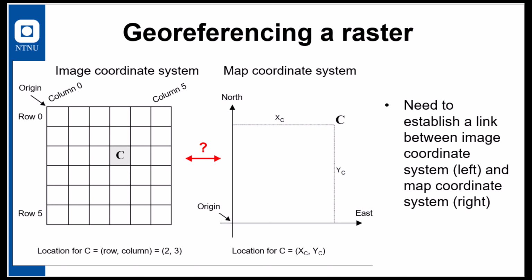The details about how to georeference the raster will not be provided in this video, but this illustration shows what is needed. On the left-hand side is the image coordinate system with a raster with column and row reference, giving a location for a particular cell with its row and column reference. This needs to have a connection with the map coordinate system, locating the cell, whatever is here, with coordinates from the coordinate system. So there needs to be a link established between what we call the image coordinate system and the map coordinate system.